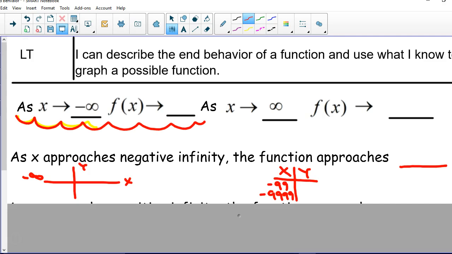So write down what I'm doing right now, because you've never had a packet for notes before, so let's do a little bit. So as x approaches negative infinity, the function approaches, you're going to have to fill in this blank right here. This is the same blank. And you're going to say, is the function ending up? And if it's ending up, we say positive infinity. Or is the function ending down? And if it's down, we say negative infinity.